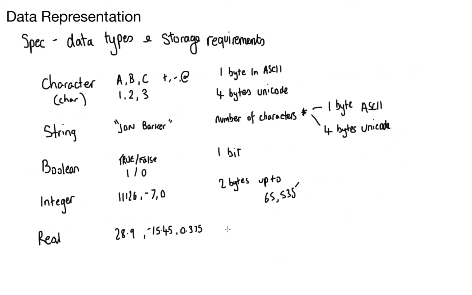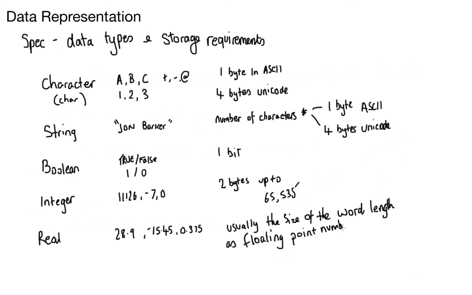and you can get a range of 65,535 in your integer. And the storage requirements for a real usually depends on the size of the word length. This is because floating point numbers, or numbers with decimal points in them, usually depend on the mantissa and the exponent sizes. But don't worry if you don't know what they are. I don't expect you to know those yet, because they're coming up in a later video.